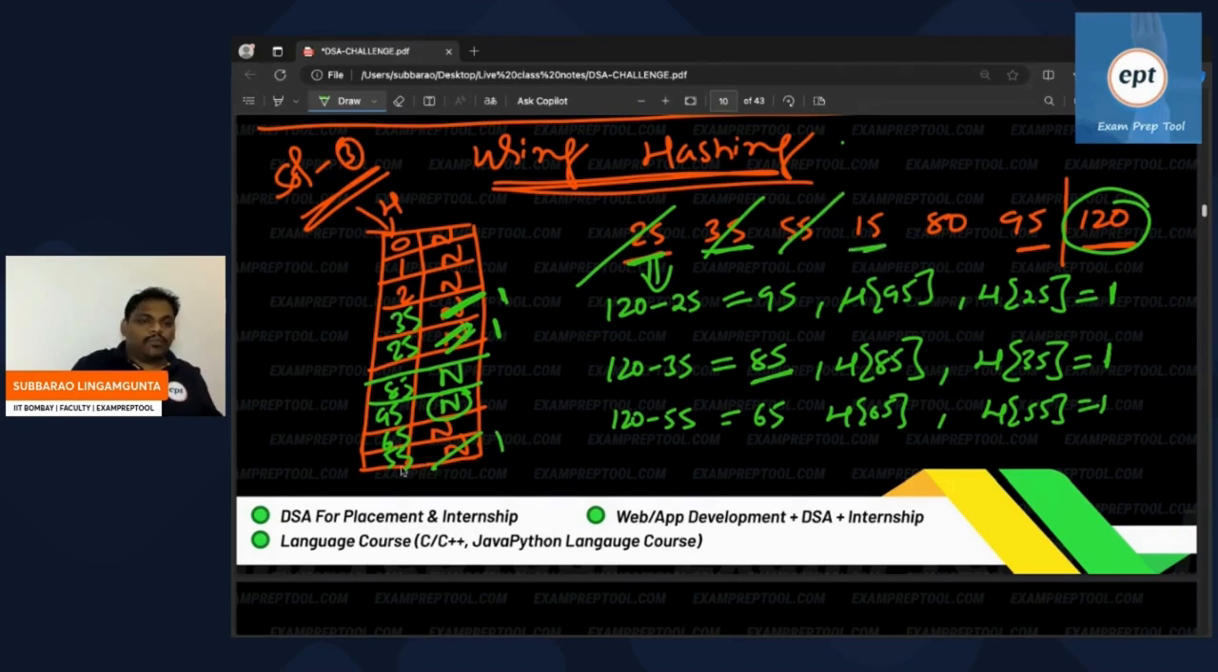In a similar way, 15 also. 15's matching number, if you observe, is 105, which is not available. Then make 15 as 1.